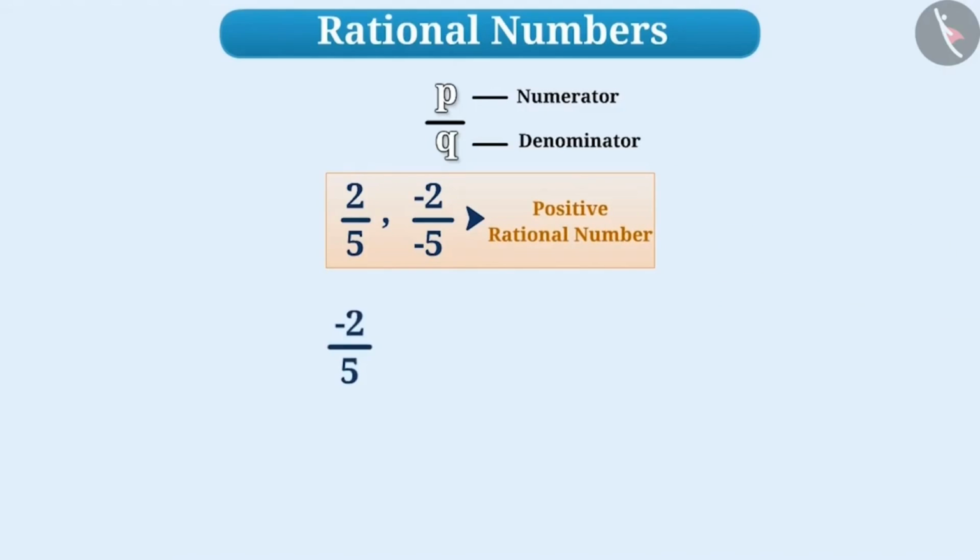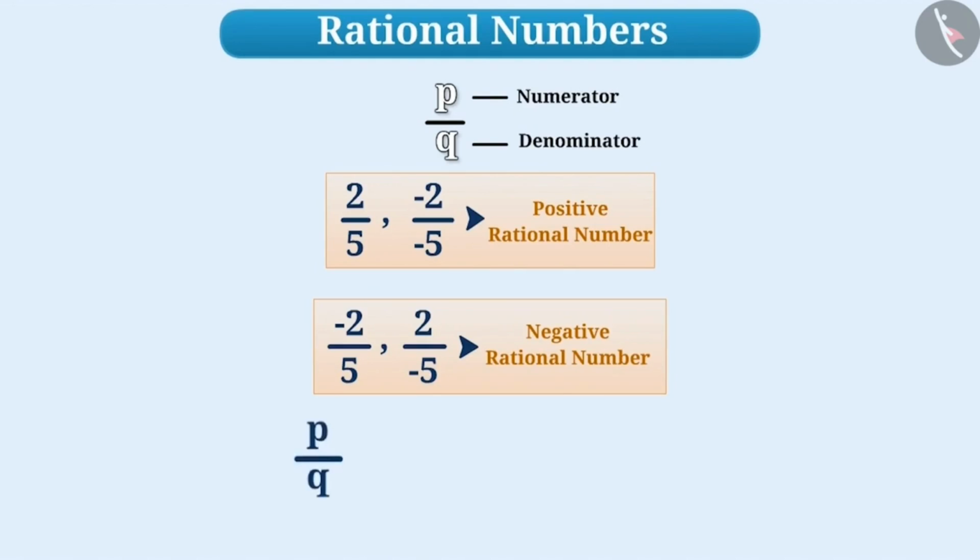If the numerator of any rational number is a negative integer and the denominator is positive, or the numerator of any rational number is positive and the denominator is negative, then it is called a negative rational number. In brief, we can say that if any of the numerator or the denominator is a negative integer, then such a number is called a negative rational number.